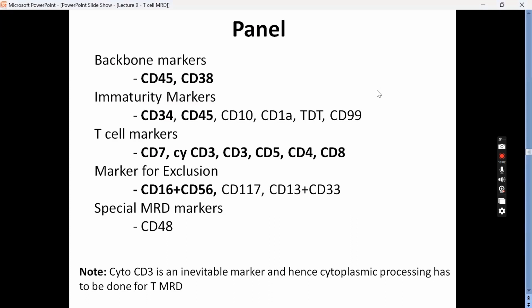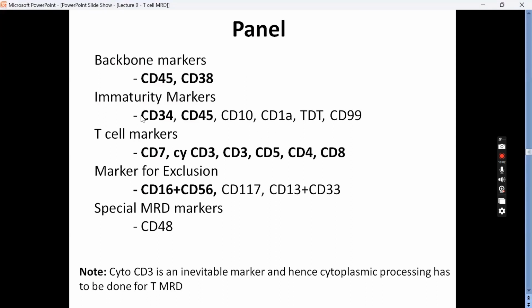Expression of CD38: some immature T cells can show CD38 expression. Whenever I put an asterisk here, it means you should not take that as sole evidence of immaturity. So you cannot take expression of CD38 alone as a sign of immaturity, because activated T cells can show CD38 positivity.